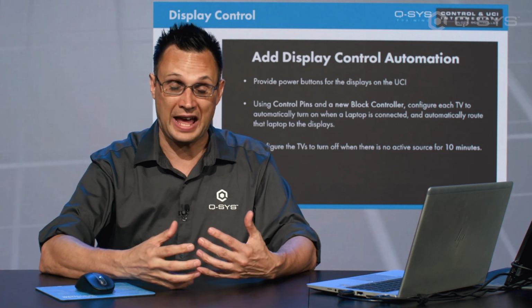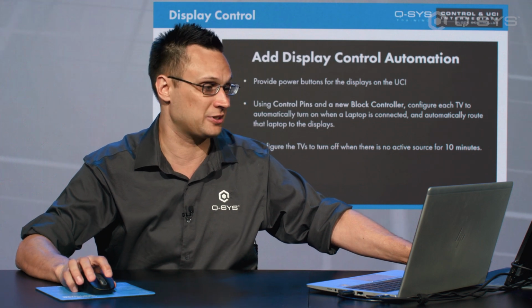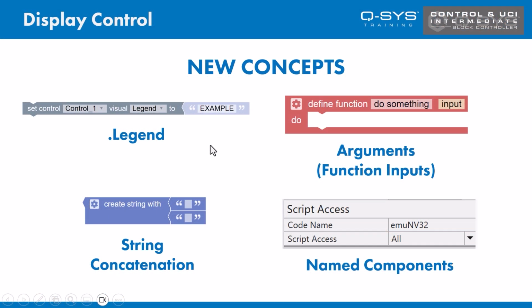Okay, so we need to automate all of that. In the process of doing that, we're going to introduce you to some new concepts in the block controller. So to accomplish this right now, we're going to have some new blocks. Some new blocks you'll see are the legend block. The .legend block lets you change the label of a button. We're going to introduce you to arguments, also known as function inputs.